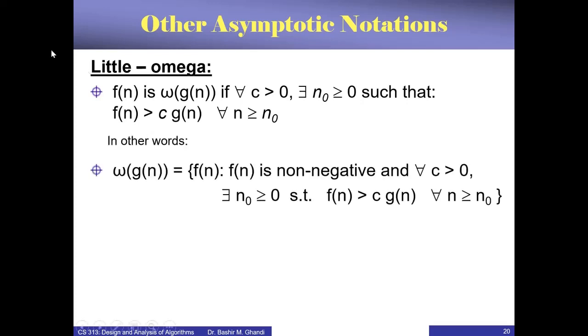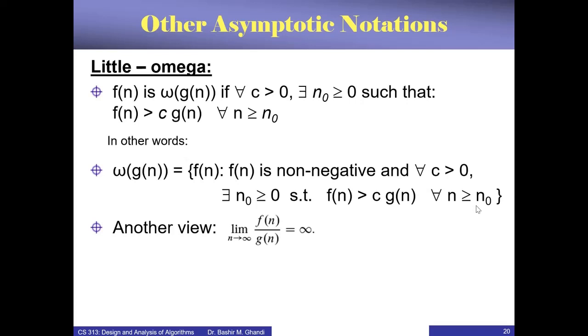If it's greater or equal to, then it is big omega. But if f(n) is strictly greater than c g(n), then it is called little omega. Just to put it in other words, like we did with the little o, little omega of g(n) is the set of all non-negative functions f(n) for which, if you take any constant c greater than 0, you will be able to find a constant n naught for which f(n) is strictly greater than c g(n) for all n greater than n naught.